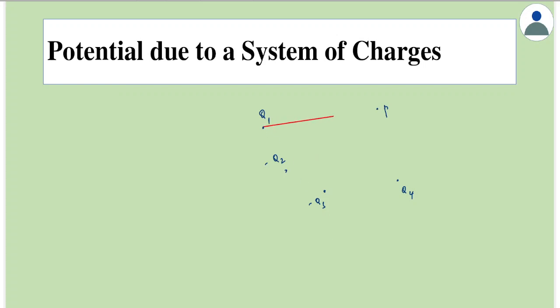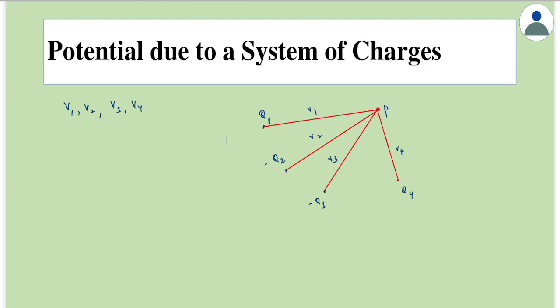So each charge, that is charge plus Q1, minus Q2, minus Q3 and plus Q4, will create its own potential. Let the distances from the charges be R1 from the charge Q1, R2 from minus Q2, R3 from minus Q3 and R4 from plus Q4. Each charge will create its own potential, and let that potential be V1, V2, V3 and V4. So V1, V2, V3 and V4 are the electric potentials which these charges create.